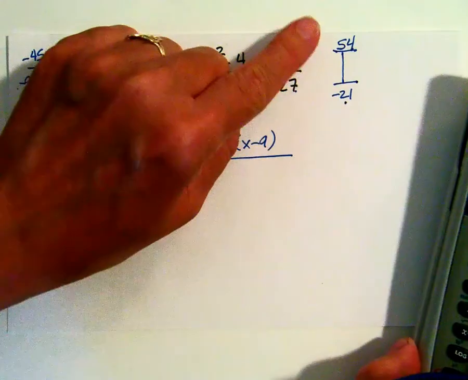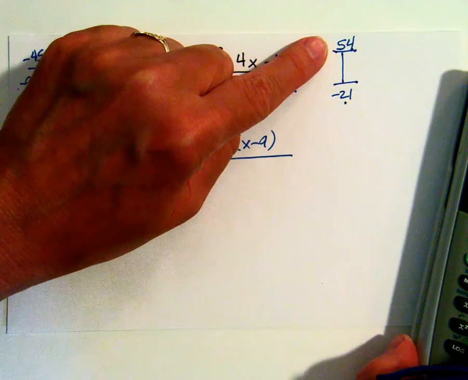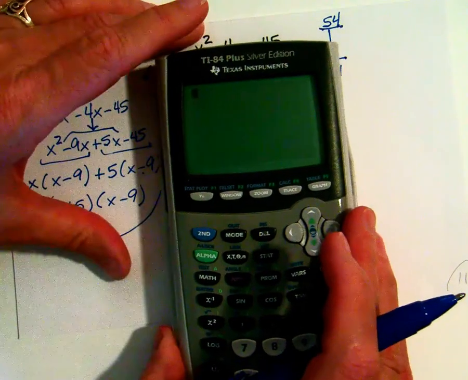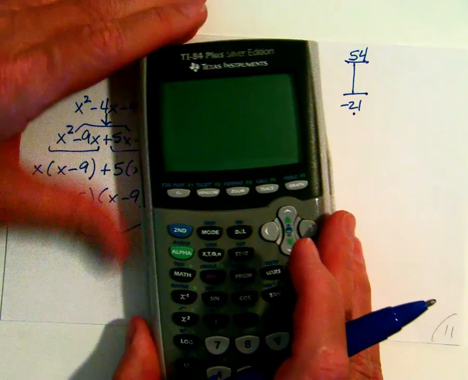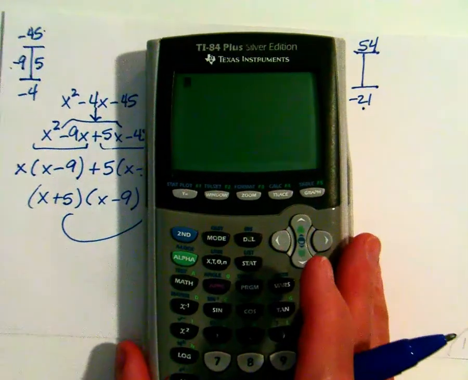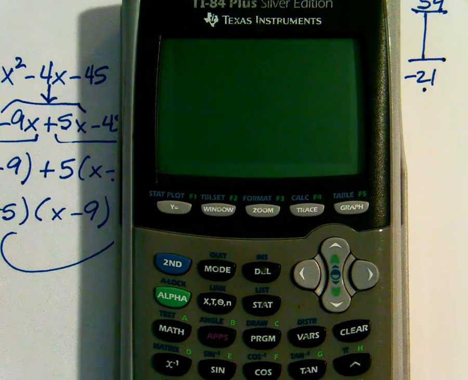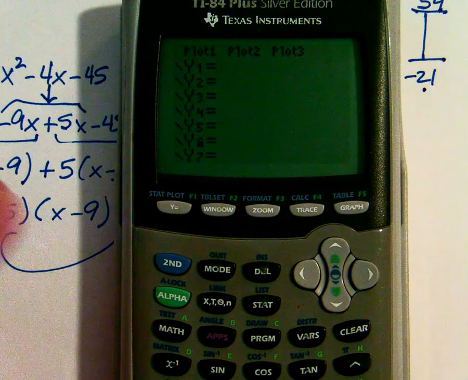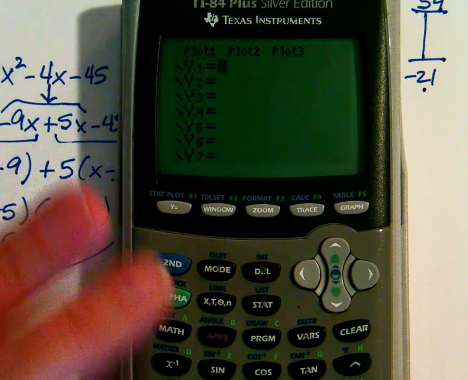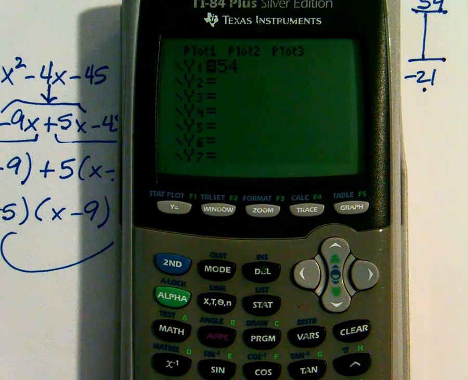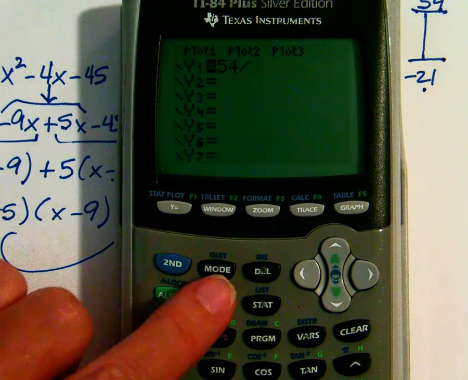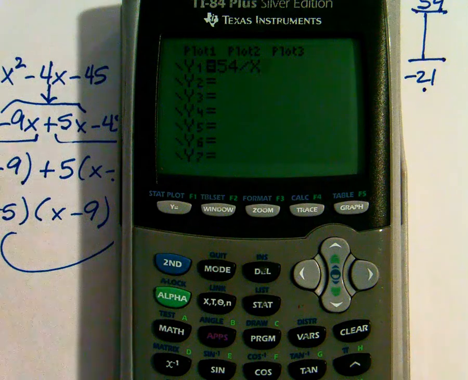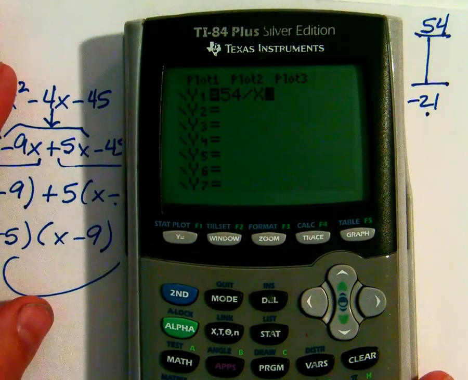So I want them to multiply to be 54. To find out what will multiply to be 54, I divide 54 to figure out what will multiply to get 54. So I'll come in here and I'll go to y equals, and I want to know what will divide into 54. So I'll put in 54 divided by x, because that's what I'm trying to figure out. What will it divide by? That's what I want to know. So I hit enter.